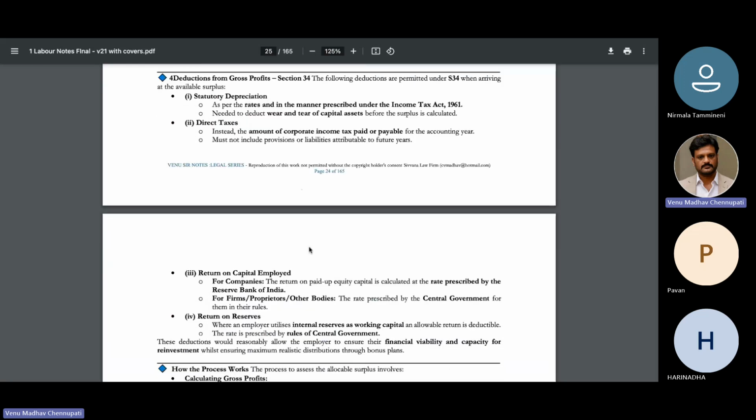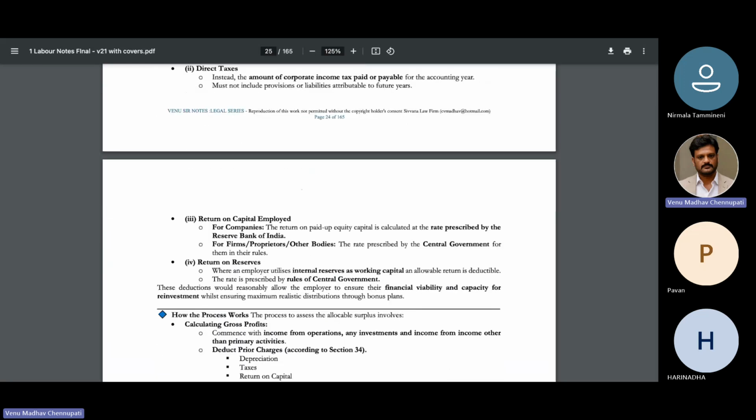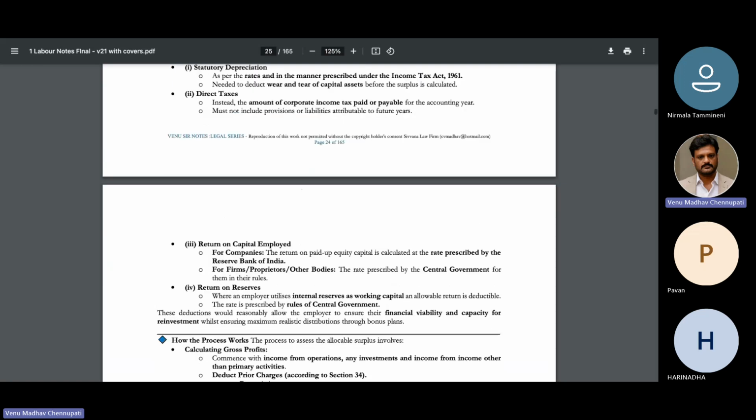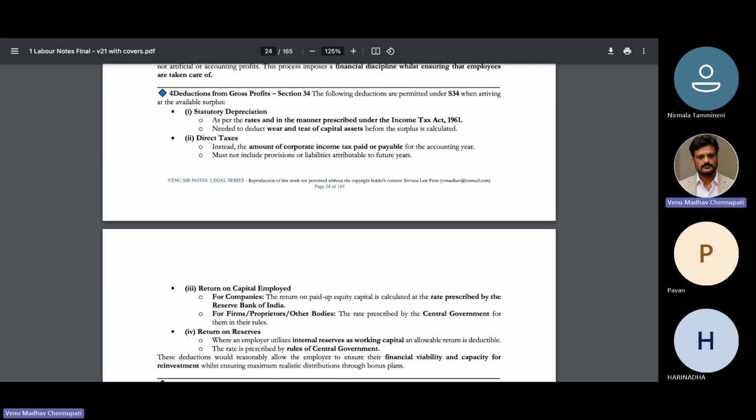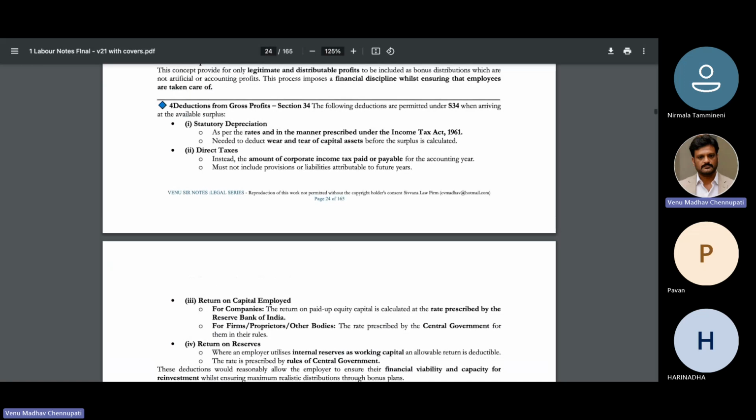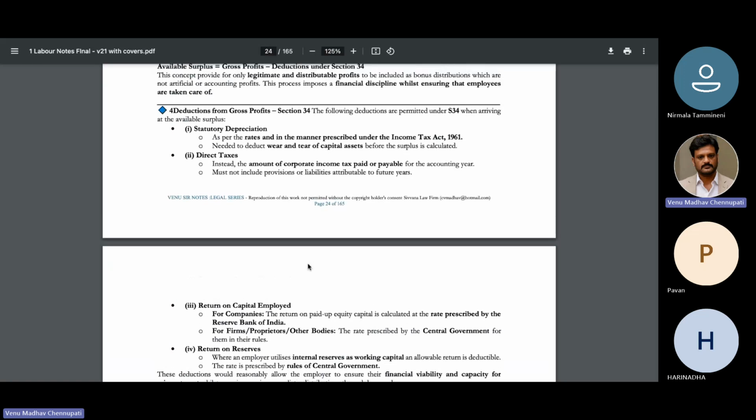The third one is return on capital employed. So for example, it cost 200 crores to set up this company. With 200 crores, the old model said 6% return on capital, 6% on 200, which is basically 12 crores annually. From gross profit, you can remove that 12 crores.